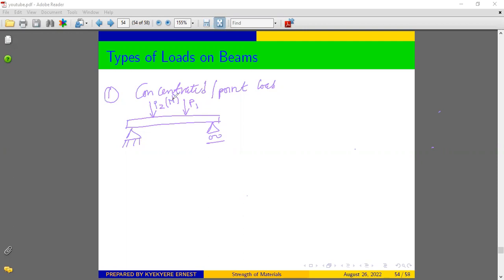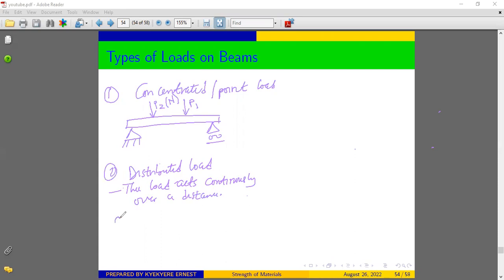Then the second type is what we refer to as distributed load. For distributed load, it means that the load acts continuously over a distance. And we have two types of distributed load.